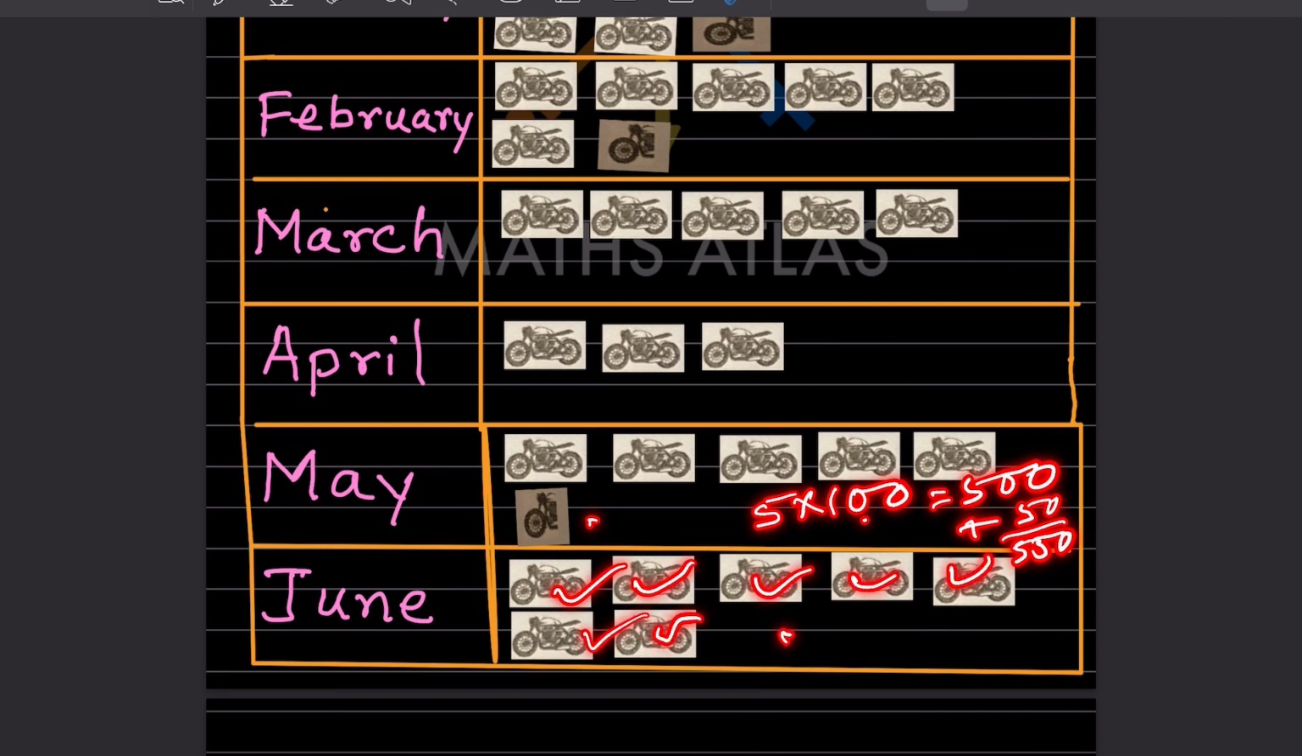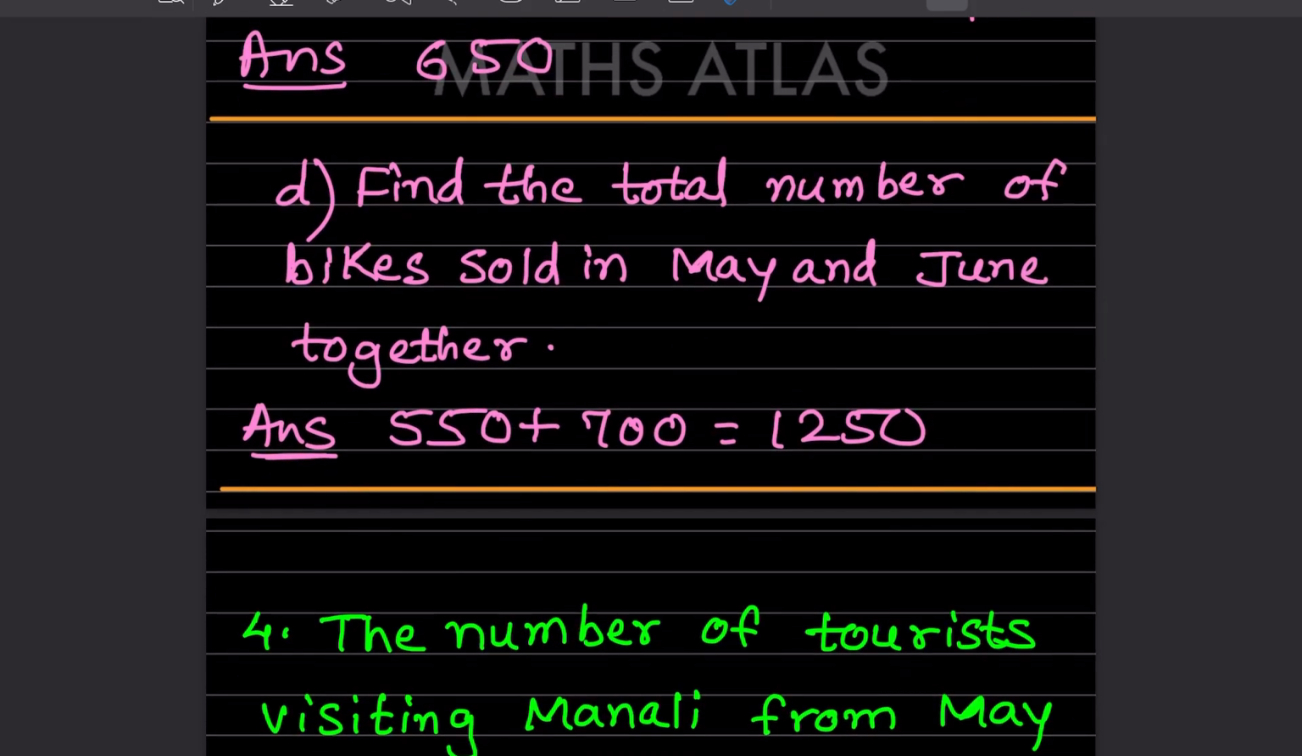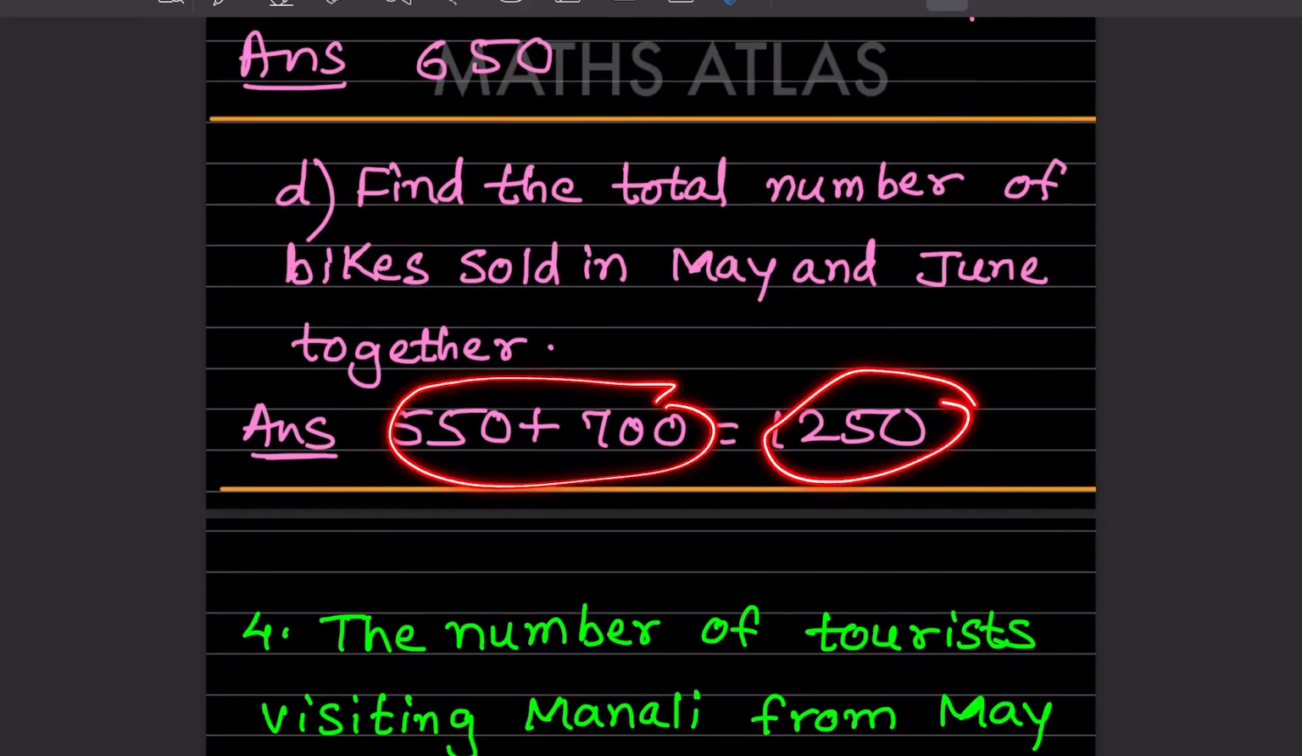For June, 2, 3, 4, 5, 6, 7. So this will be 7 into 100, that will be 700. So what are you going to do? This 550 plus 700 is going to be 1250. So did you get this one? 550 plus 700, that is 1250.